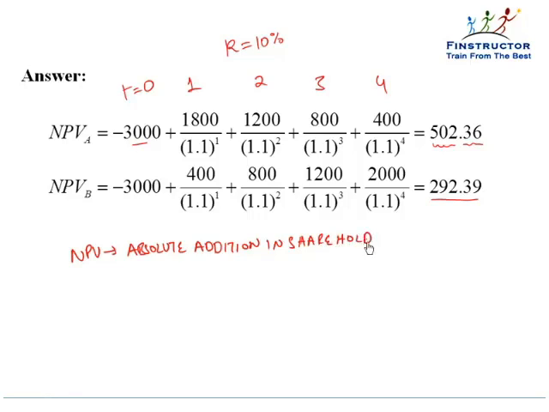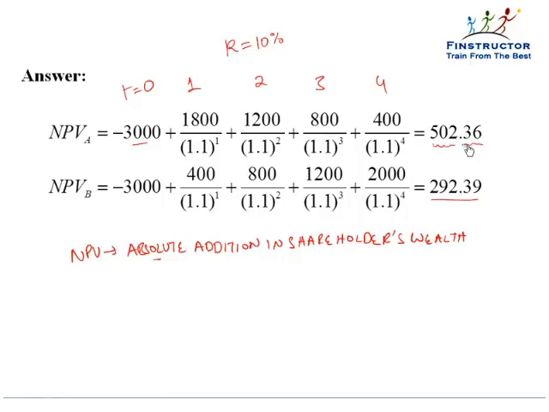So we don't divide the cash flows by anything. We don't compute any percentages. We take the present value of the inflows and subtract the present value of the outflows. So it is, in present value terms, the absolute addition that is happening to our investors.